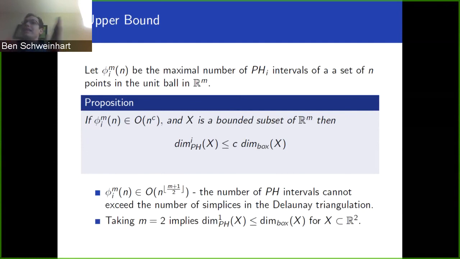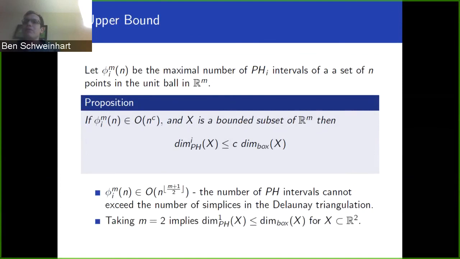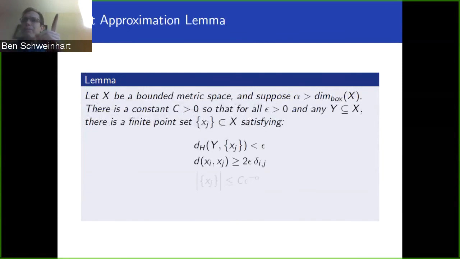So the idea of the proof, I guess I don't have time to go into it. The idea of the proof is we take a bounded subset of R^m. Using the box dimension, we can approximate it with a point set within some Hausdorff distance. So X is a bounded metric space, and if alpha is greater than the box dimension, then we can approximate any subset of it with a point set with specific bounds on the size of the point set. So we find a finite point set that's within distance epsilon of that subset of X.